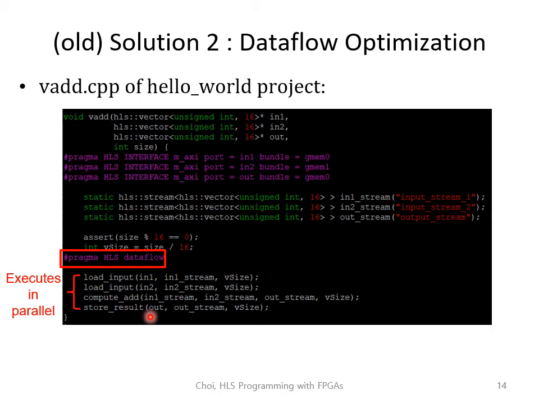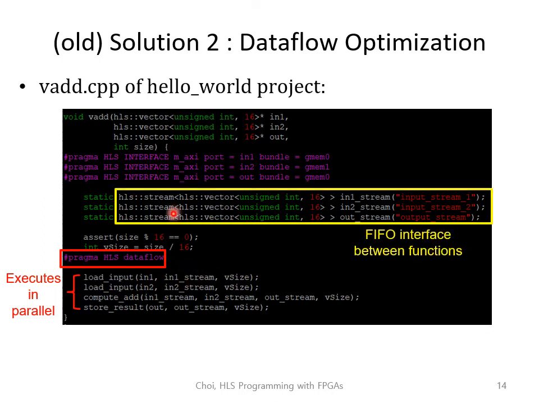The load input for in1 will read the data one by one and pass the data to compute add using the FIFO interface. You can see that the FIFO was instantiated in HLS stream with the vector length of 16 as the base type. And you can give a name to the FIFO. Also, it is a good coding practice to initialize a stream in this way.